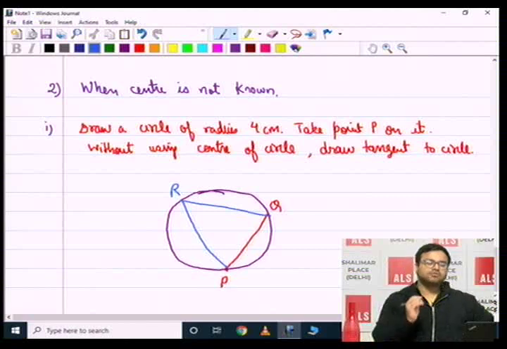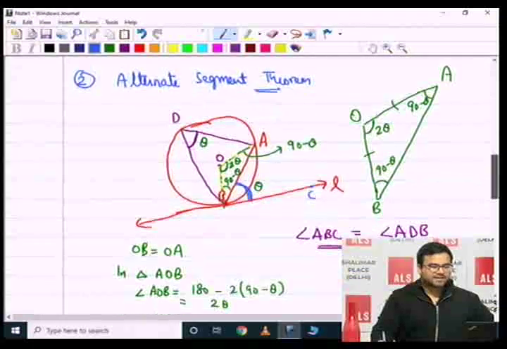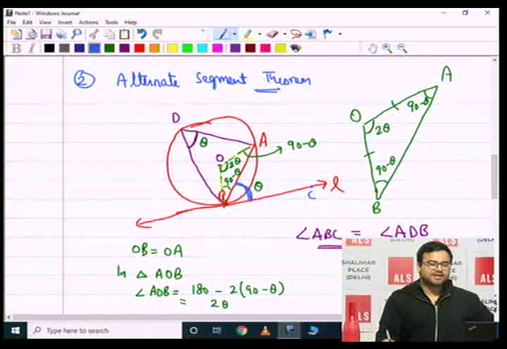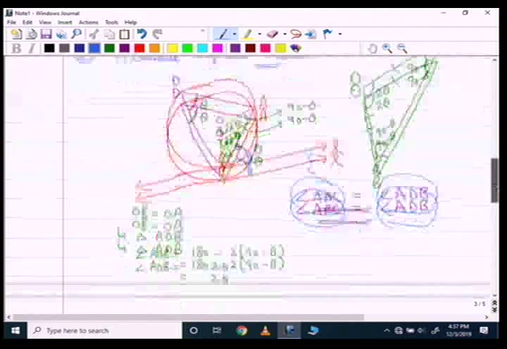Okay. Now, if you remember the alternate segment theorem, let's go through it once again. Angle ADB, which we can see in the circle, was equal to angle ABC. So whatever angle we have drawn in the circle, equal to that angle, we have to draw another angle.